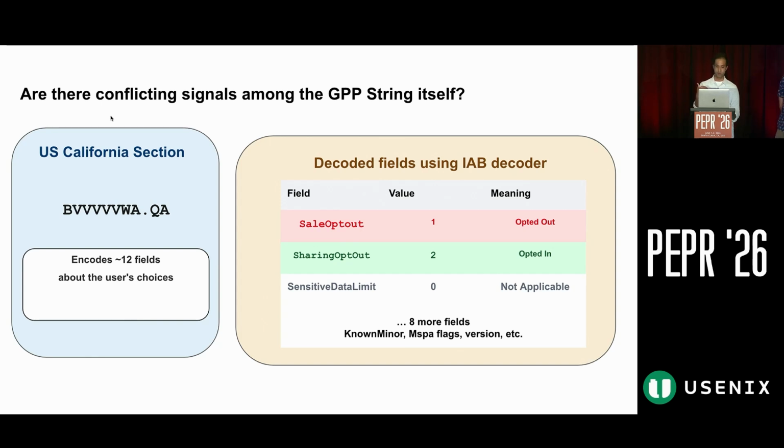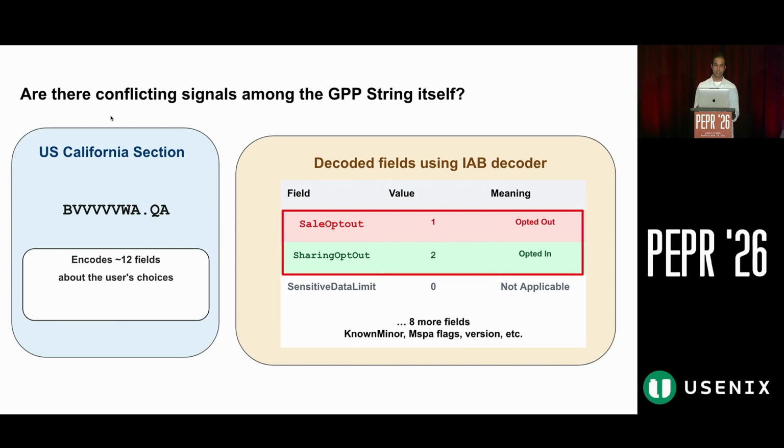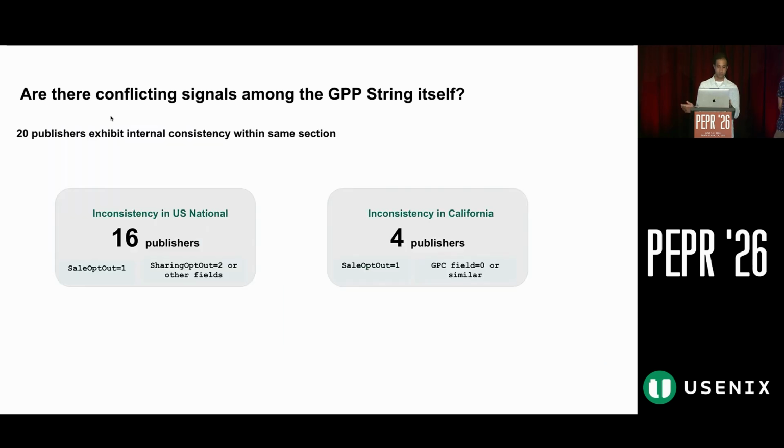And we also looked into the inconsistencies in the same string across different fields. For example, in California, there is no distinction between selling and sharing, but in this string you have to clearly specify that a user has opted out of selling of the data, and you have to very clearly say that the user has opted out of sharing of the data as well. So in this case, we found about 20 publishers that have set the selling field to say that the user has opted out of selling of the data, but their sharing of the data was still allowed.